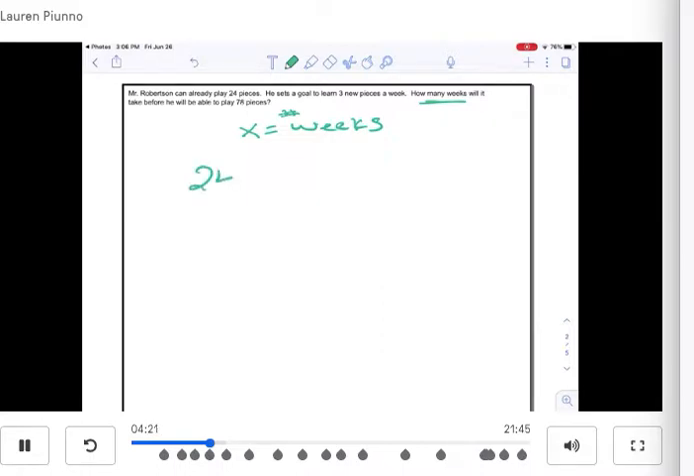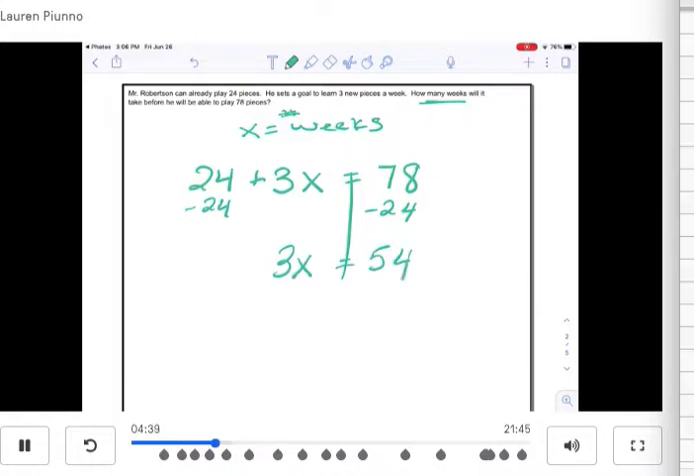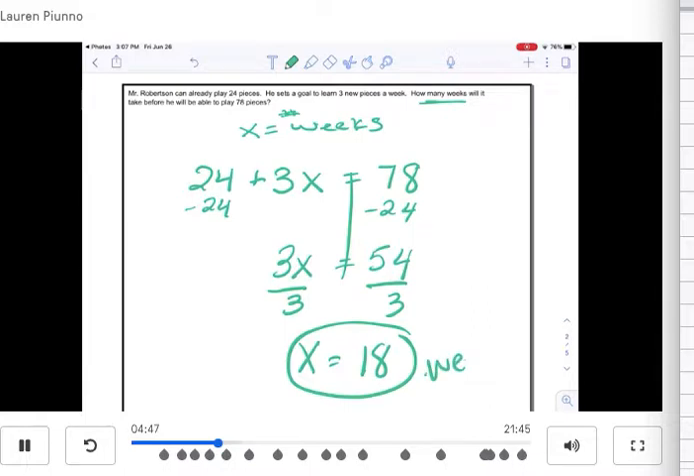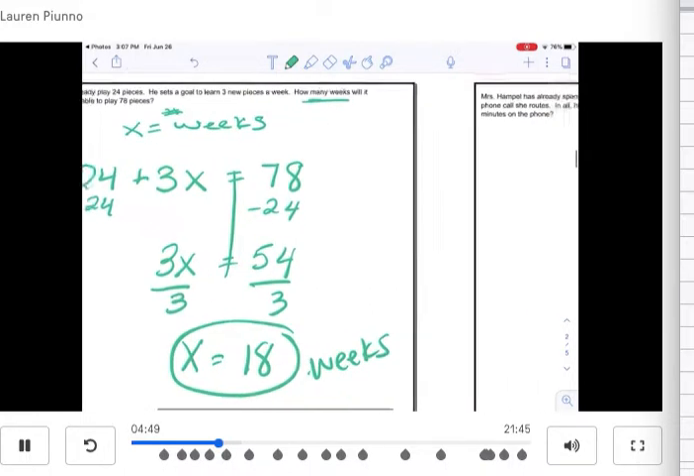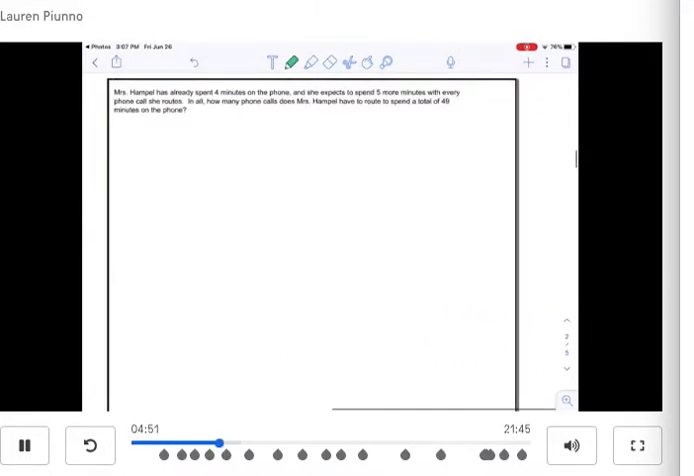He can already play 24, and he's going to learn 3 every single week. He wants to be able to play 78 pieces in total. So we're going to subtract 24. And then from here, we'll divide by 3. And that gives us 18 weeks.